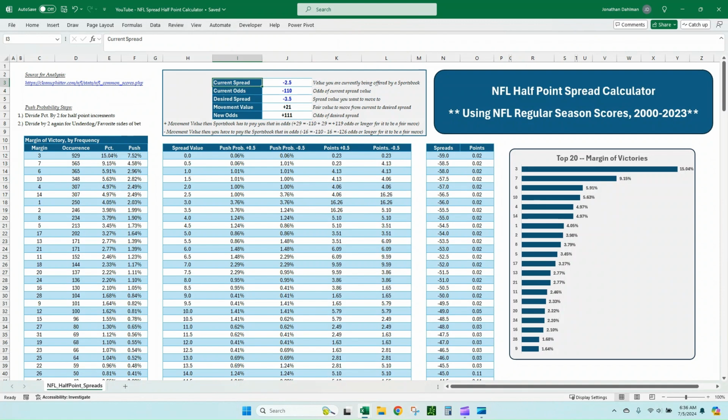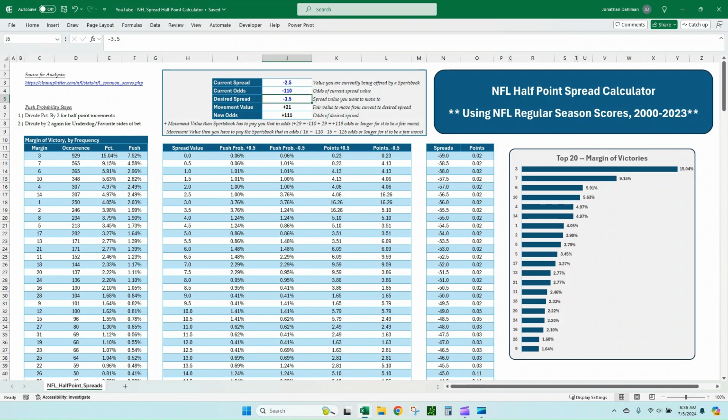This is what the calculator is going to do. You can put in your current spread and the odds that they're offered. I put in minus 110, which is a pretty standard value of what you're going to see with the vig from a sportsbook. Then, where are you trying to move your spread value to? Let's say that right now a sportsbook is offering minus 2.5 at minus 110 odds, and you think the team has a much greater chance of actually covering that field goal spread.